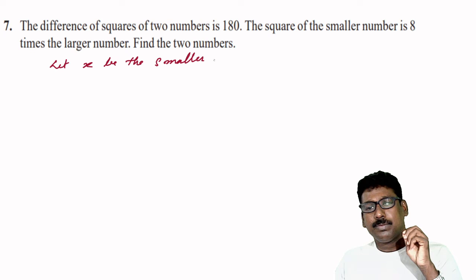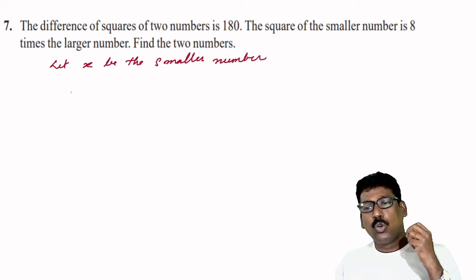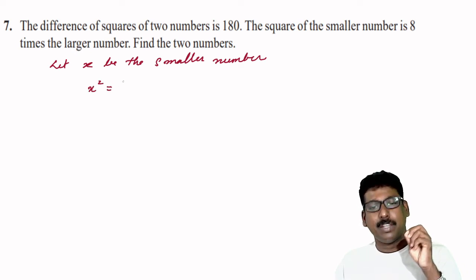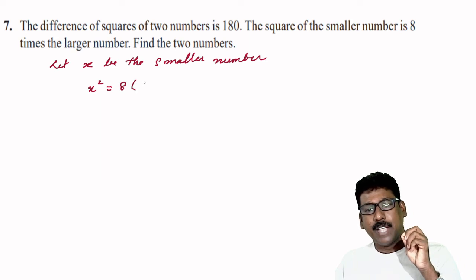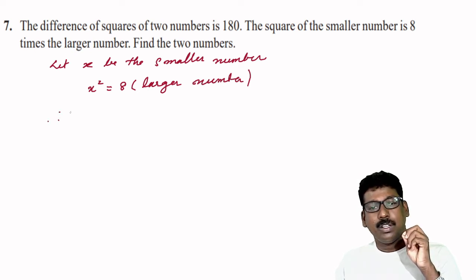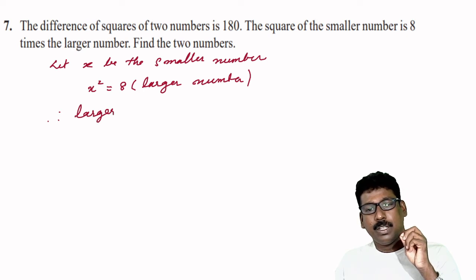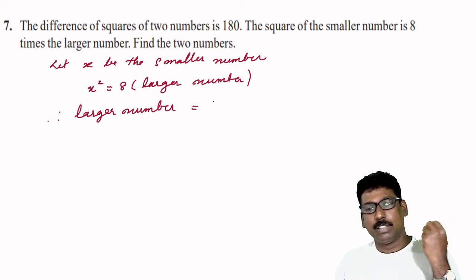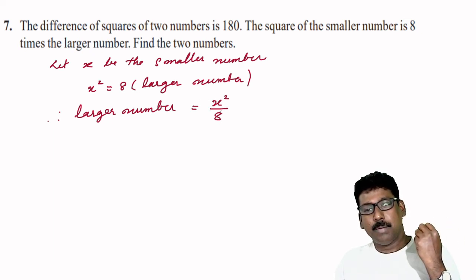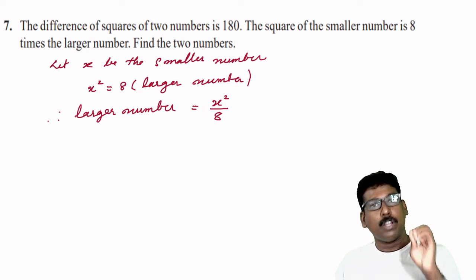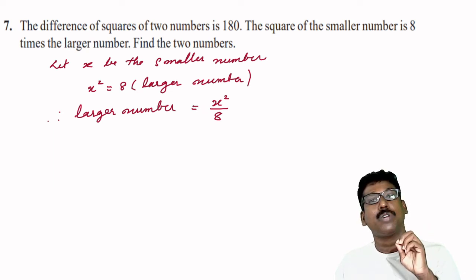Now, what is the condition? The square of the smaller number, that is x square, is equal to 8 times the larger number. Therefore, how can you find out the larger number? Larger number is equal to, you transpose 8 to the other side, x square by 8. So the smaller number is x, the larger number is x square by 8.